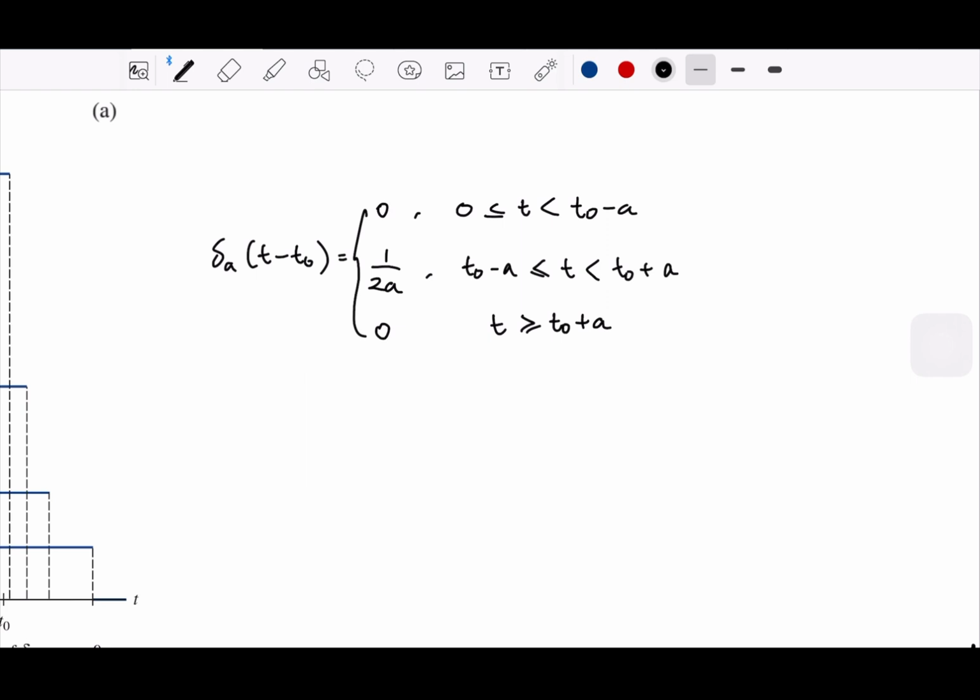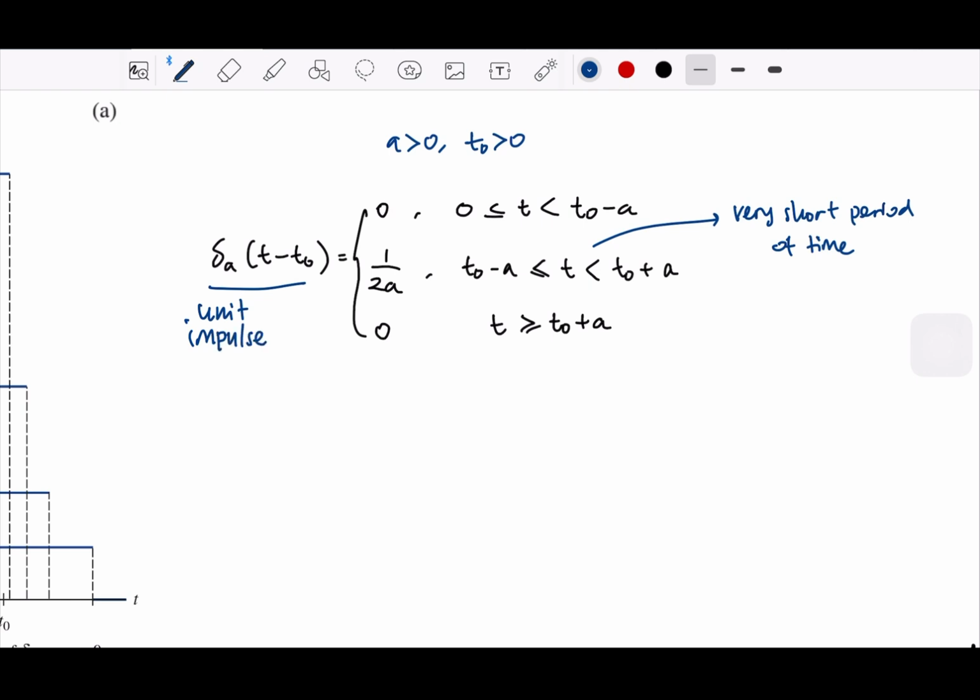So we have this 1 over 2a when it has a sudden impact. And a needs to be positive, t0 also needs to be positive. We also need to imagine that this is a very short period. This is the unit impulse. Okay, we are going to take a break and we will continue after the break.